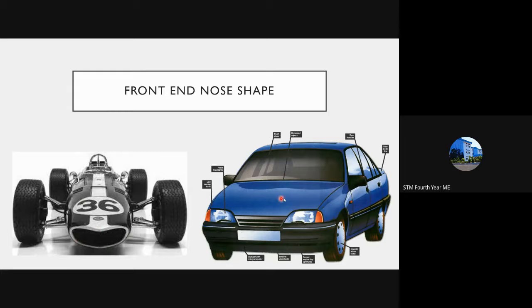We know that there is an engine present inside the car, and it has to breathe in air from the atmosphere during the suction process. Due to that, air has to flow inside the bonnet of the car, and for that purpose we are providing openings inside the fender or at the nose of the vehicle. You can see here in the case of a Formula One car, and also in the normal conventional car, we are providing holes or openings inside the fender.